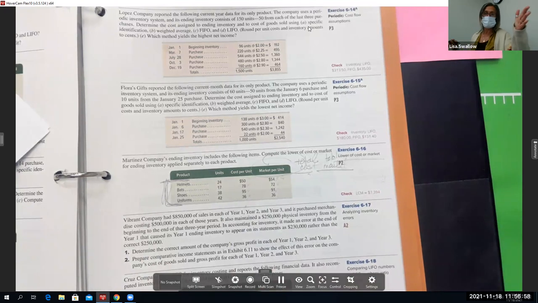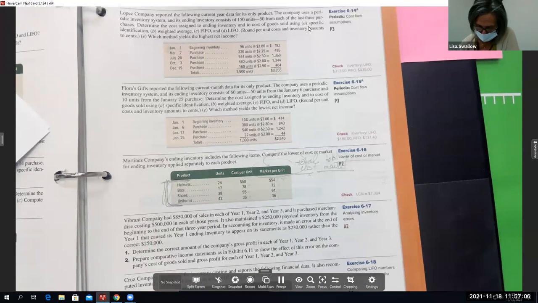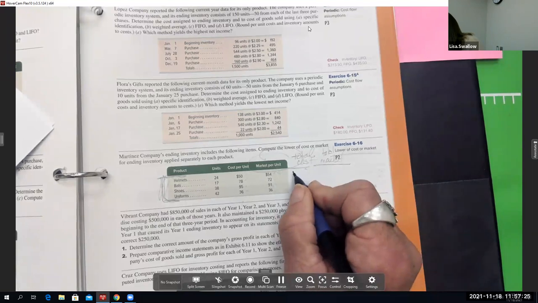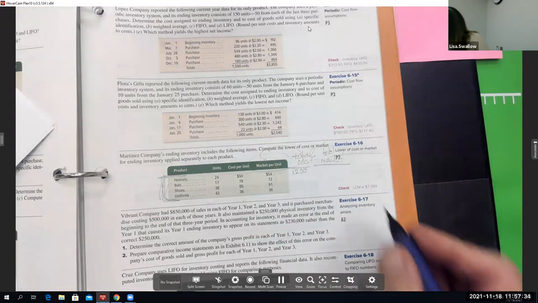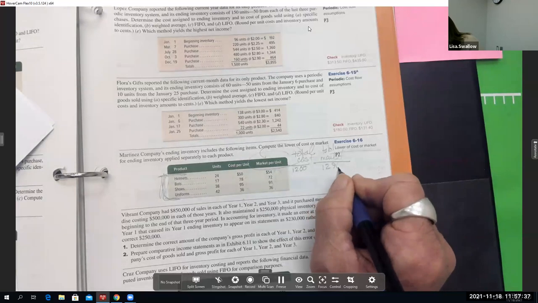No, in total. So there were 24 units and they each cost me $50. So what's my total cost? And then figure out the total market. I think they cost me $1,200. And right now it would cost me $1,296 to replace them.